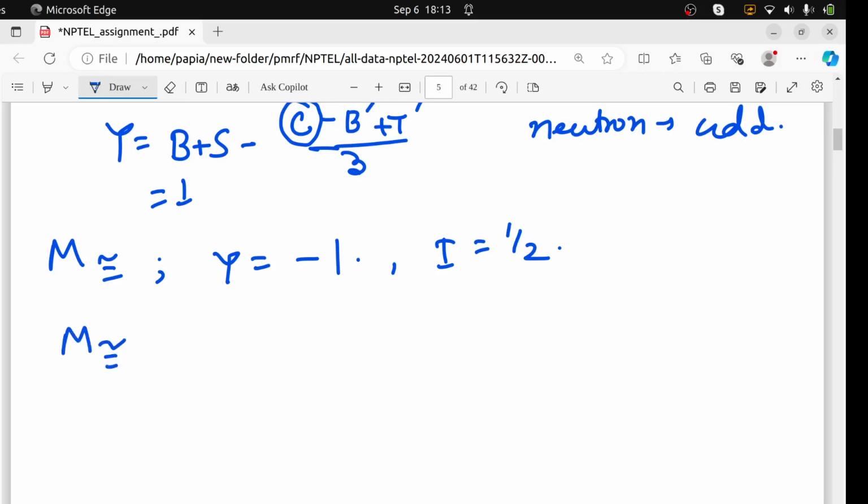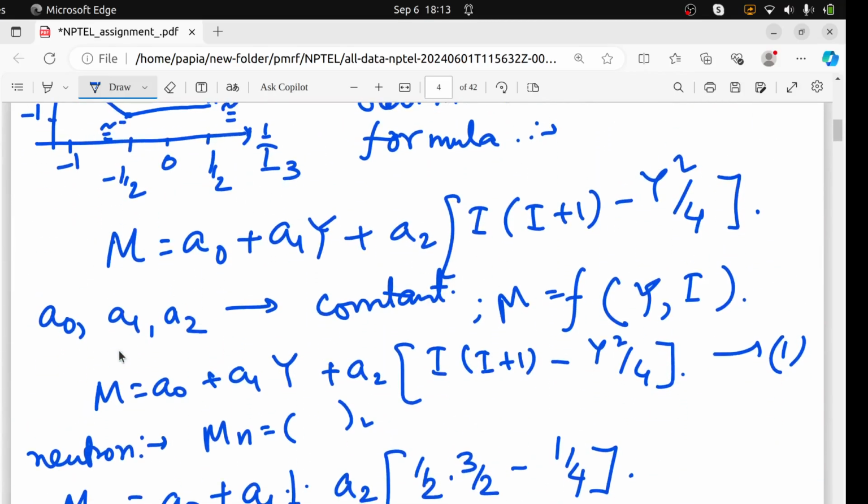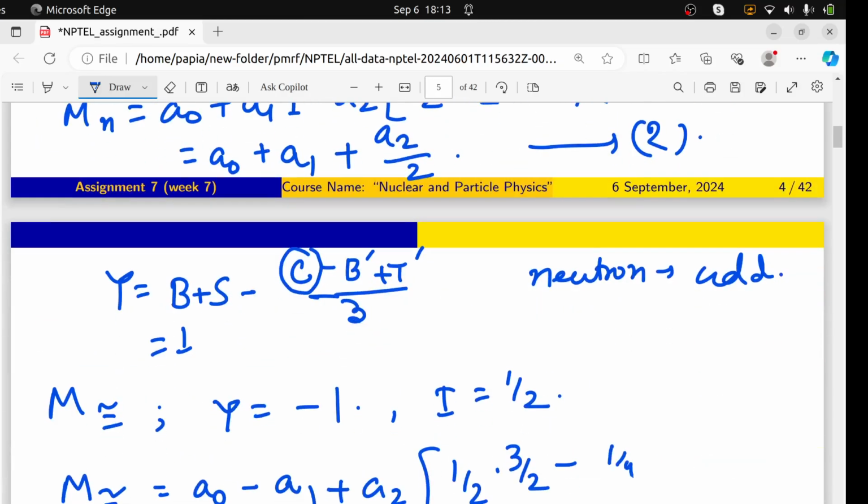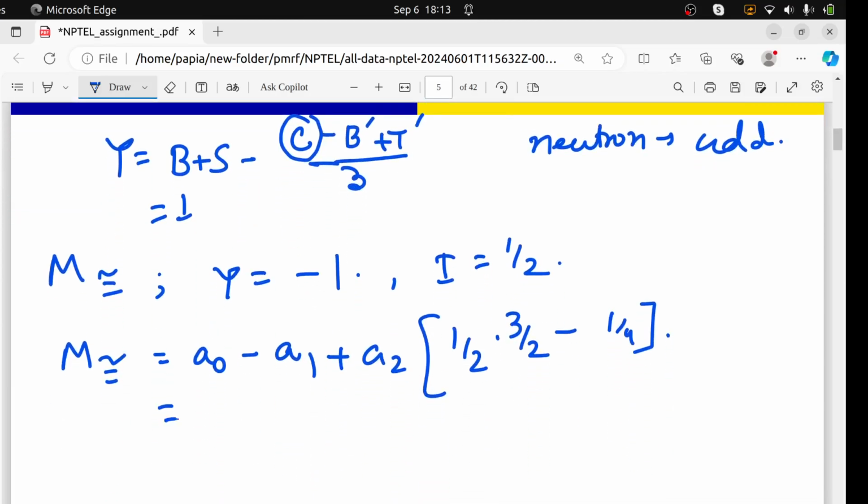So similarly, m cascade I can write here a0 minus a1, because a1 into y was there, so y is minus 1. So a0 minus a1 plus a2 into half into 3 by 2. Now see, y squared means minus 1 to the power 2 is again 1, so obviously it will be simply 1 by 4. So what will be the answer? a0 minus a1 plus a2 by 2, because 3 by 4 minus 1 by 4 is 1 by 2. So this is m cascade, which we can write as equation number 3.